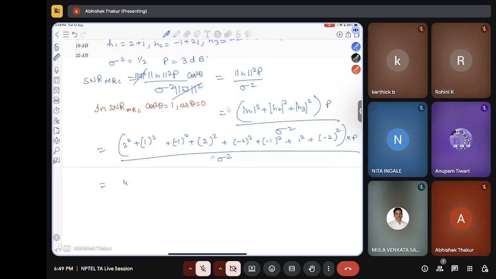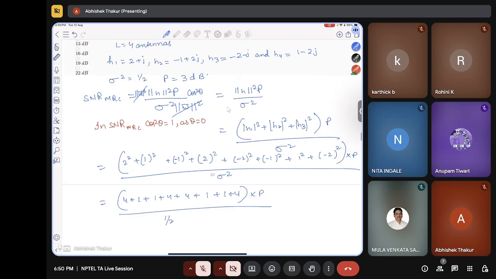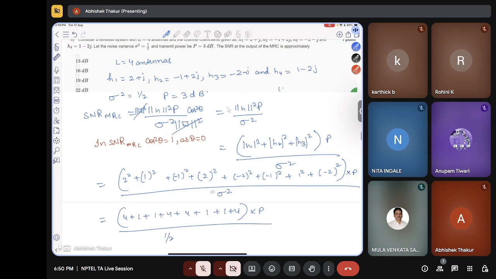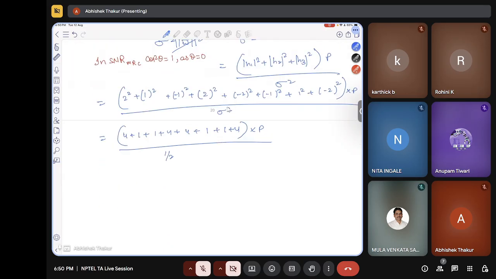So we will get 4 plus 1 plus 1 plus 4 plus 4 plus 1 plus 1 plus 4 into power, and sigma square is given as half. And power is given 3 dB. So 10 log 10 P is equal to 3, so P is equal to 10 to the power of 0.3. So this value is 2, because 10 to the power of minus 0.3 is 1 by 2, as we have seen just now. So this is equal to 10, 14, 15, 16, 20. 20 into 2 by half. So this is 80.